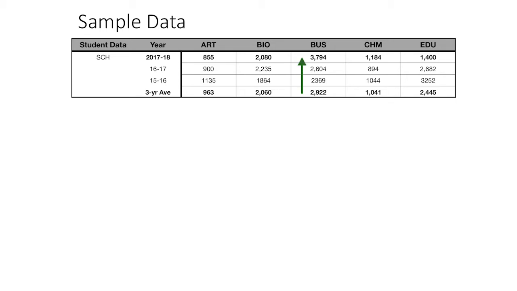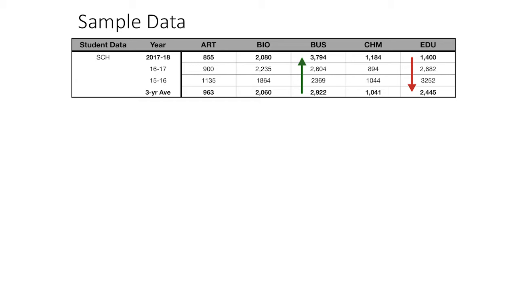So in 15-16, 2,369 credit hours were sold in business. That increased almost 1,500 credit hours in 2017-2018, a very nice upward trend in enrollment in the business department. If you look in education, it is an opposite pattern, different numbers but opposite pattern, where in 17-18 they shrunk by less than half of what they were in 2015-16.